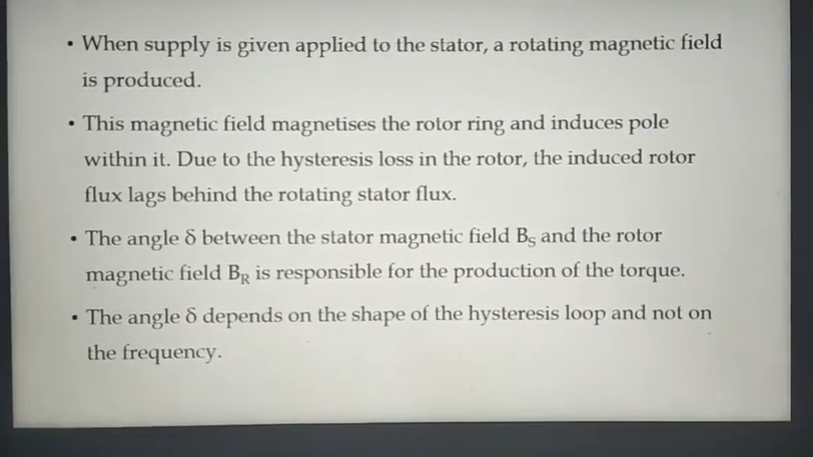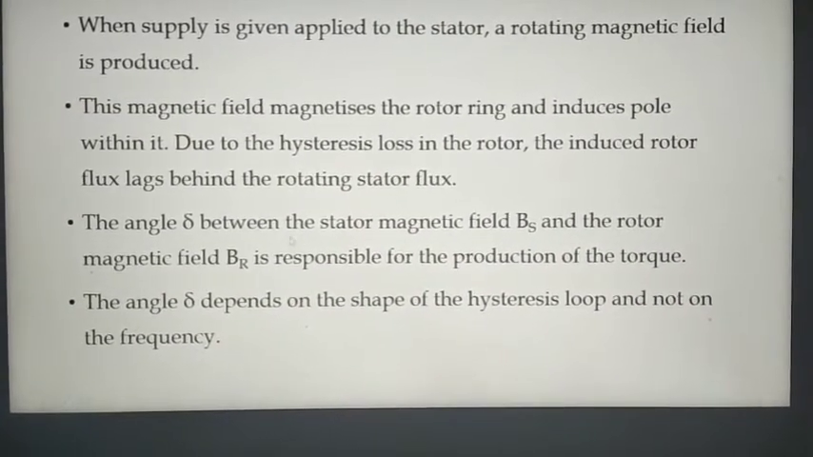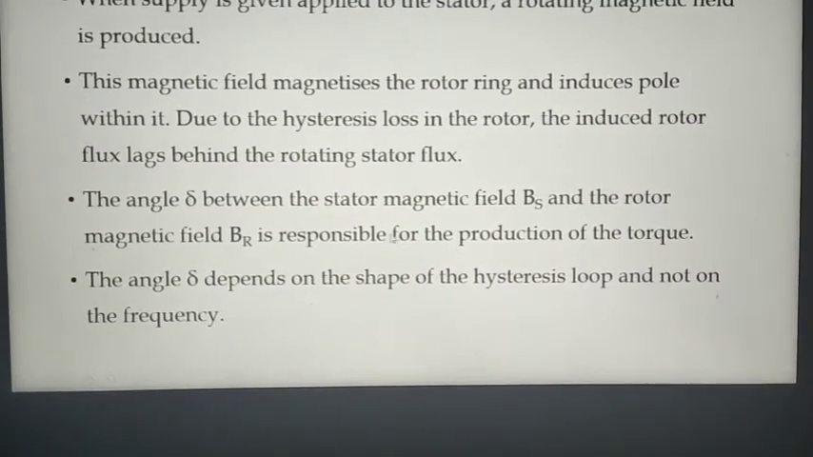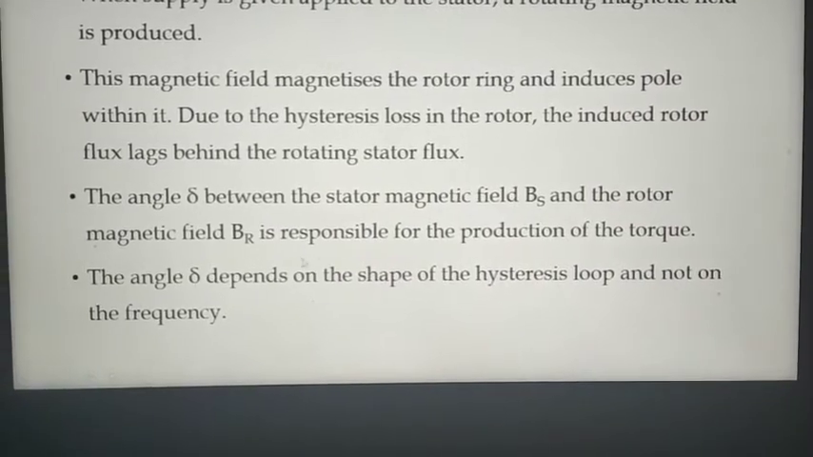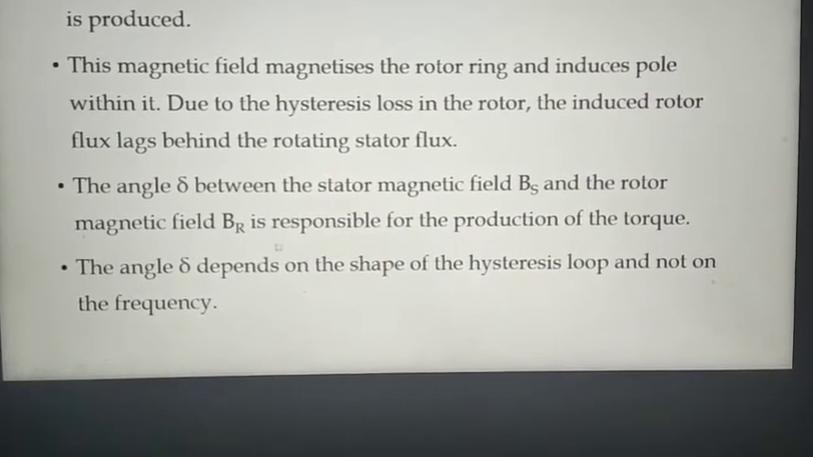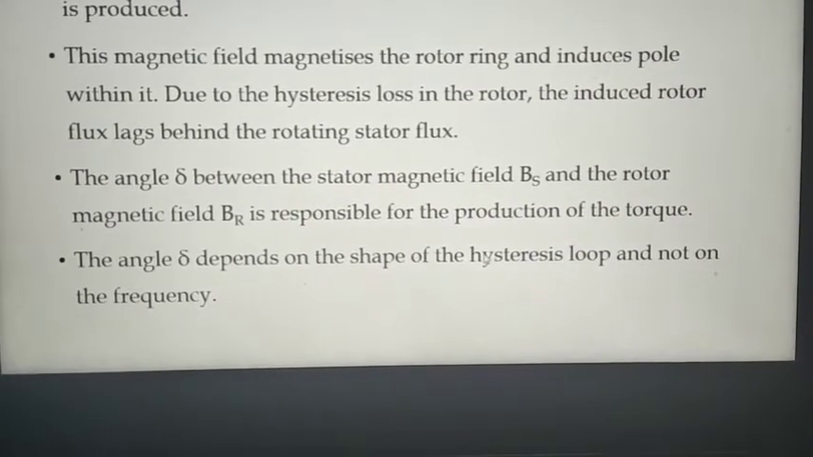The angle delta between the stator magnetic field Bs and the rotor magnetic field Br is responsible for the production of torque. The angle delta depends upon the shape of the hysteresis loop.